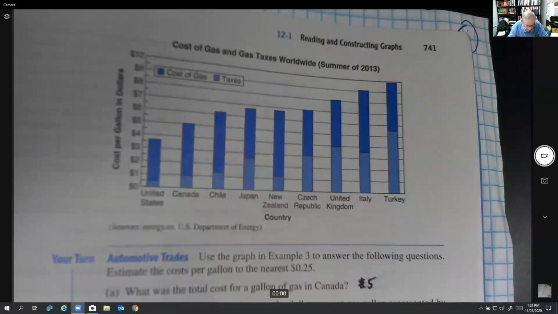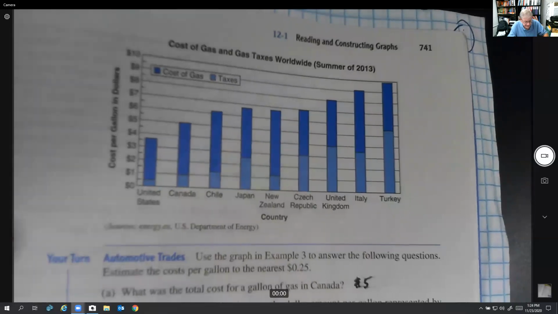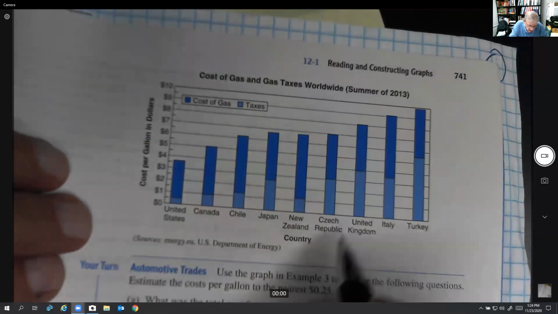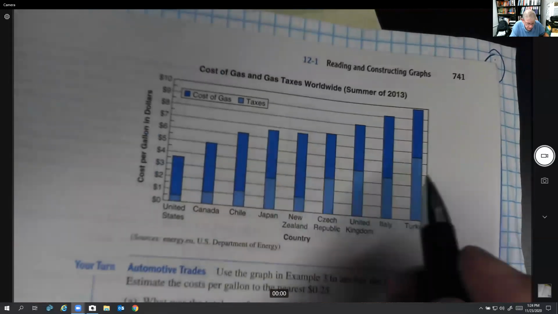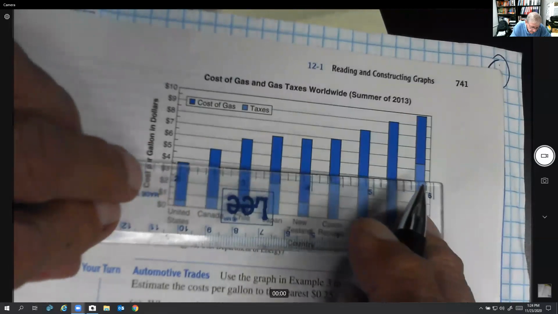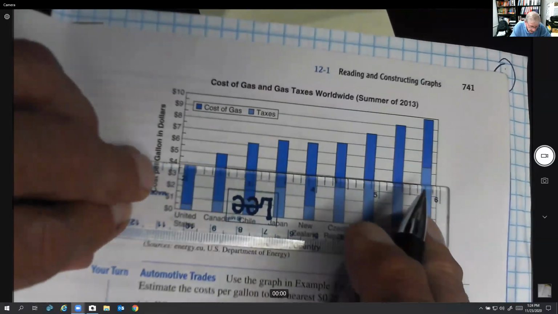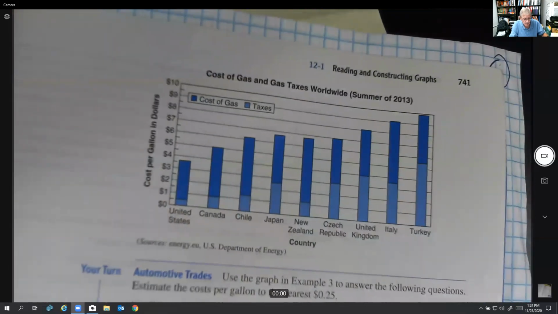In the United Kingdom, what was the dollar amount per gallon represented by taxes? So this was in the United Kingdom, that would be this. So we wanted the lighter shade of blue, and again, it came out an exact number. Let's put it down here and read across, $4 in taxes, $4.